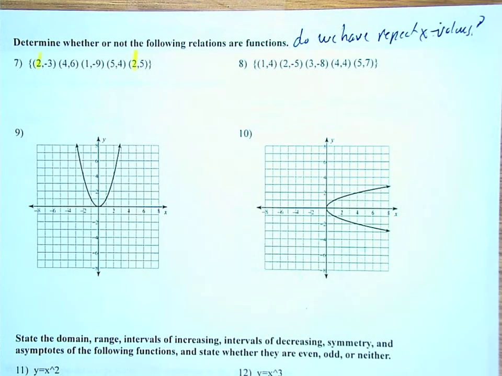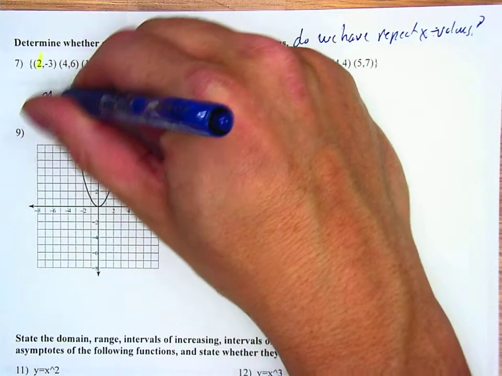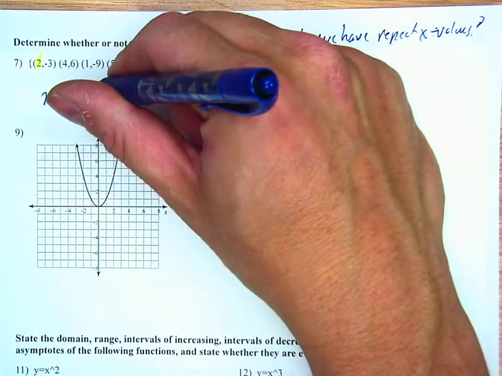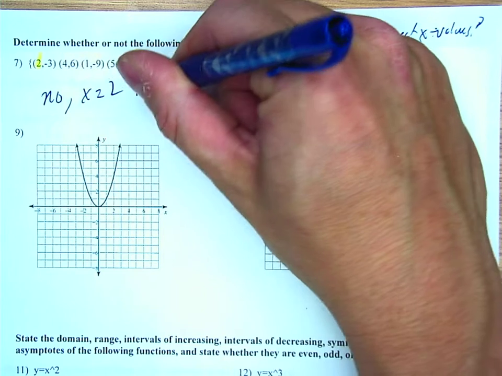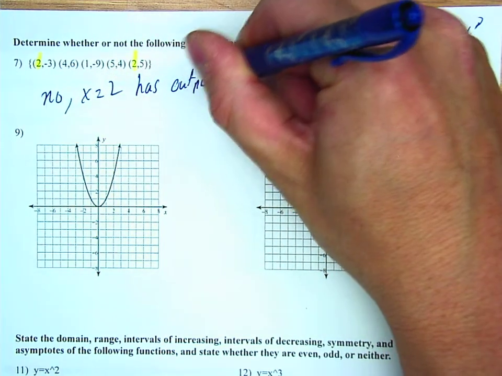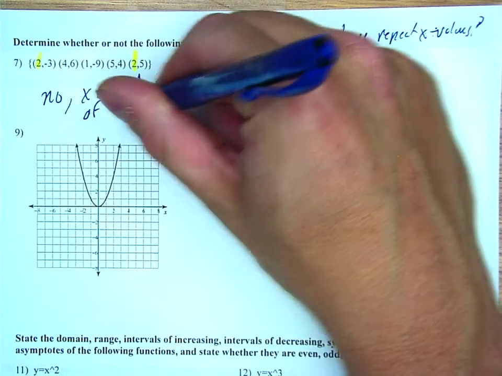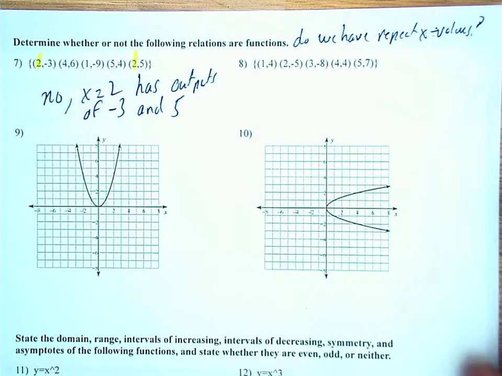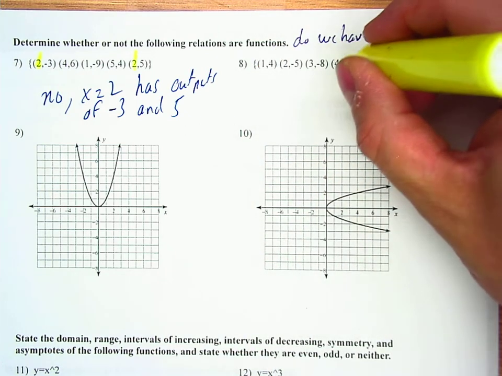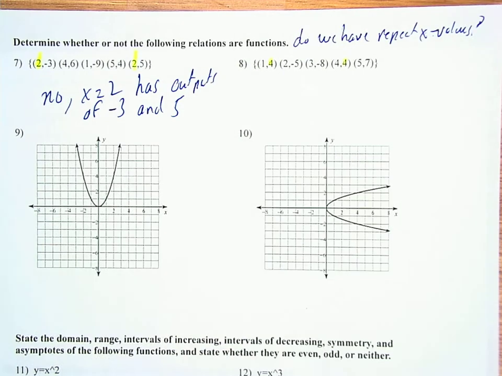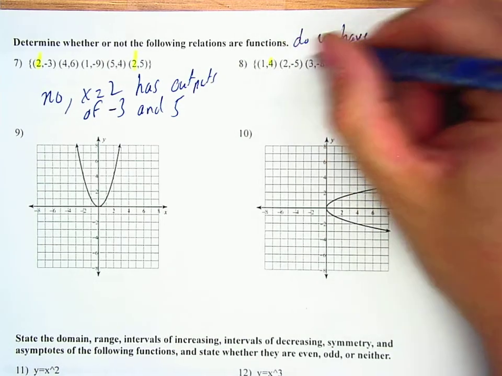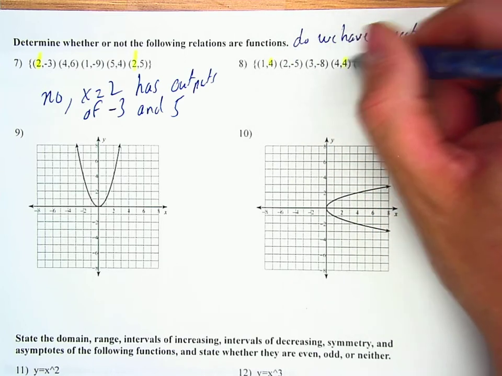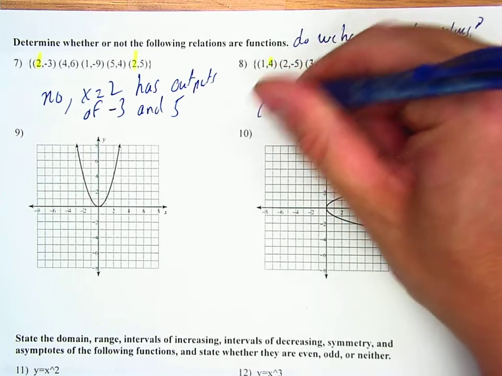There's x equals 2 with an output of -3, and x equals 2 with an output of +5. That is not a function. The x values repeat here. So no, and then our explanation would be that x equals 2 has outputs of -3 and 5. Now here, on the next question, the y values repeat, the 4 and the 4, but that does not matter. Multiple x values can have the same y values. Y values can repeat. X values cannot repeat with different y values. All right, so this one is yes.